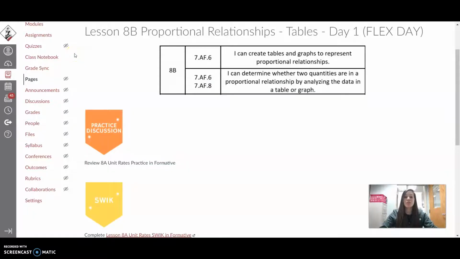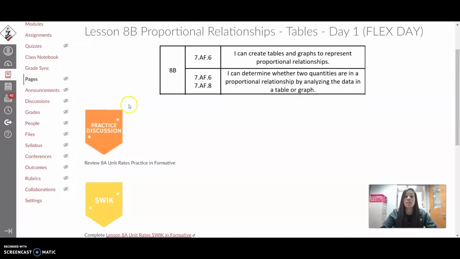Notice on your Canvas agenda for today, I have our learning targets up at the top. We're going to create tables and graphs to represent proportional relationships, and determine whether two quantities are proportional by looking at the table or the graph. Both of these learning targets have tables and graphs in them. Today we're just going to talk tables, and the next time I see you, we're going to do all graphs.